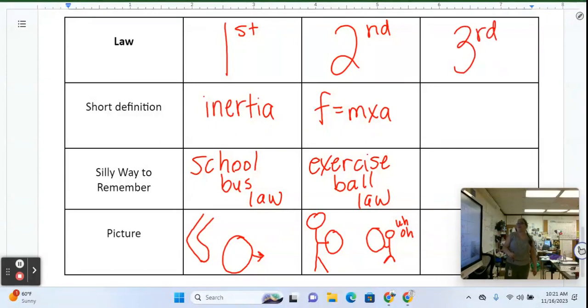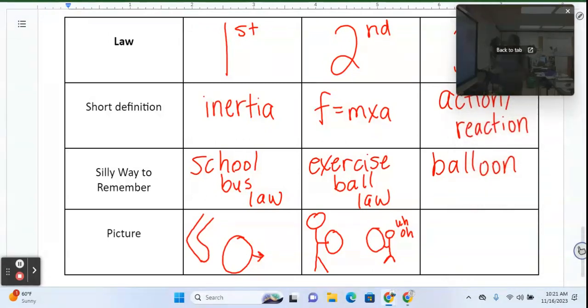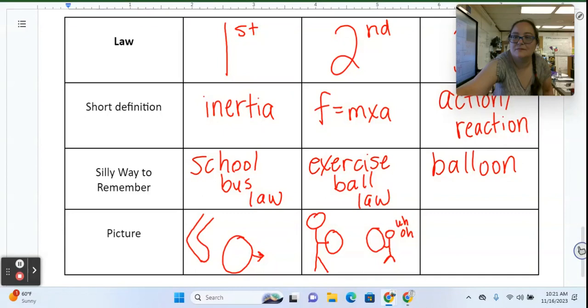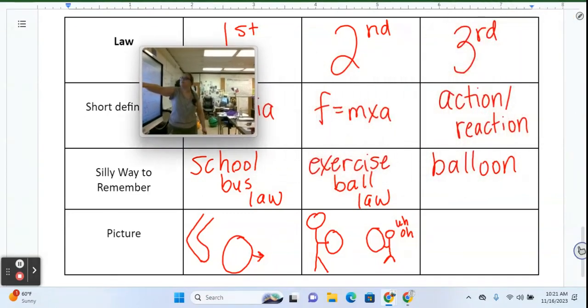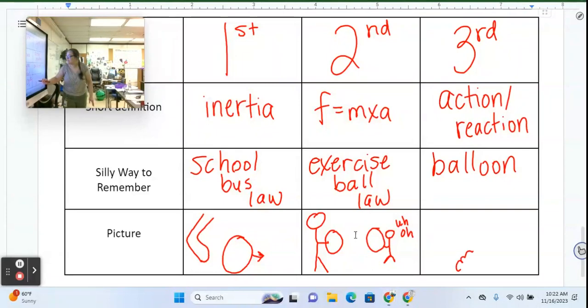All right, third law. Action, reaction is the short definition. Silly way to remember, balloon. Oh, I guess I don't want to do that though, do I? Let's move it over there. A rocket taking off?